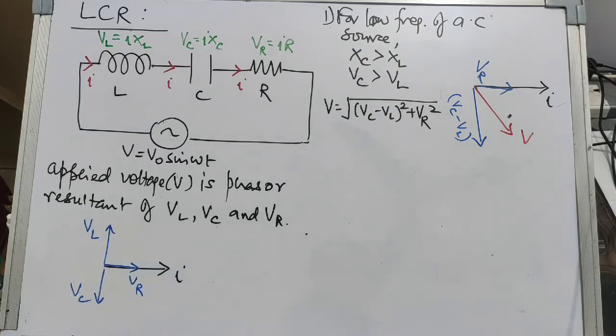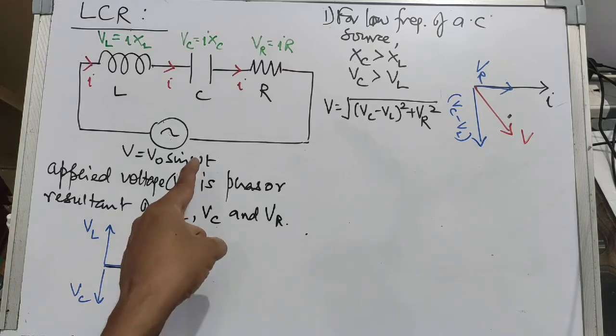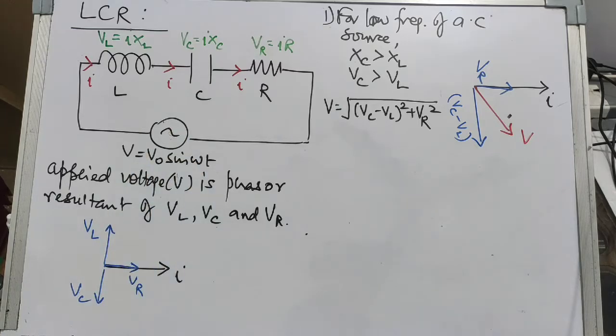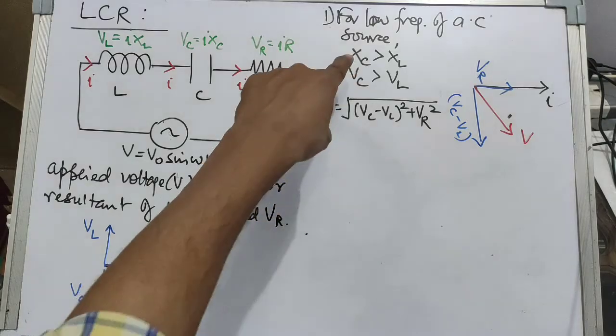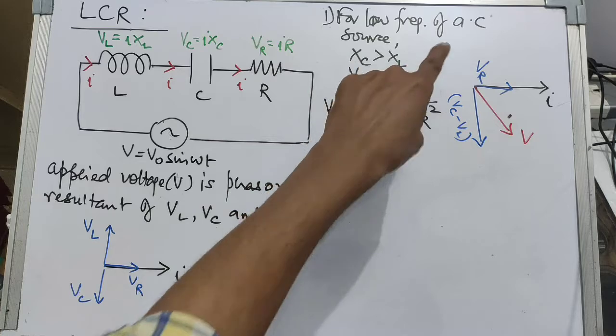Now we have to find out the phasor resultant of these three. First I will take the resultant of VL and VC, and that will depend on whether VC is greater or VL is greater, which will be decided by the frequency of the AC source. As we know, for very low frequency of AC source, XC will be greater than XL. We know that XC is equal to 1 by omega C. So if you take omega as 0, then XC will be infinite. So for very low frequencies of AC source, the capacitor dominates and its reactance is greater than the inductive reactance.